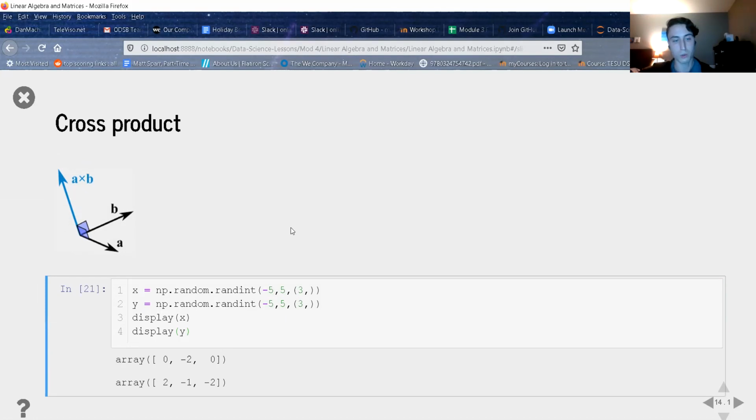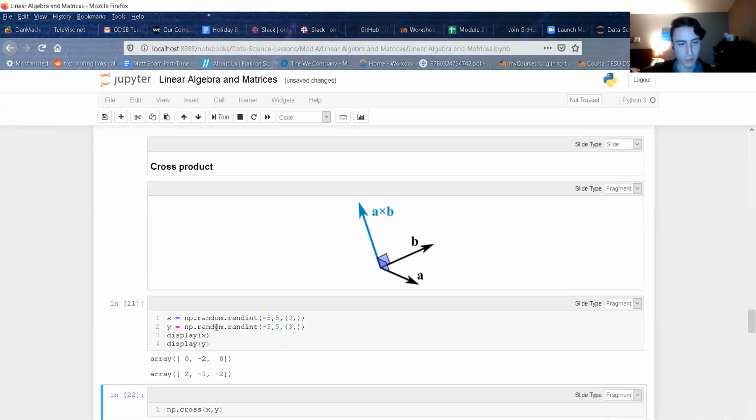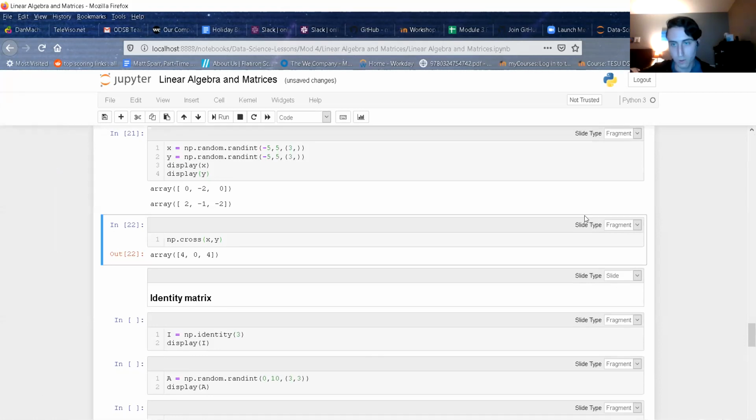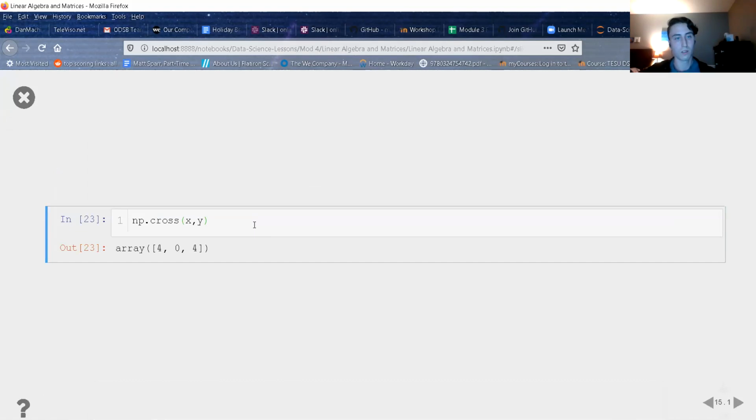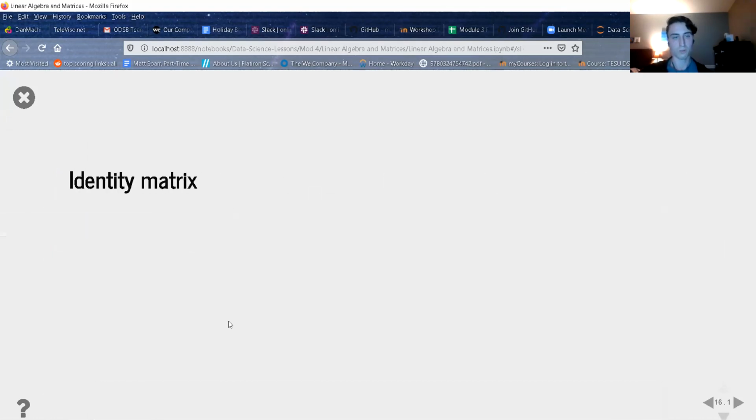So we can create two vectors, and then it's just numpy.cross. And let me just go back here because this isn't going to show. All right, so when you do a cross product, you're going to get a new vector because it's a vector that's perpendicular to both of the original ones.